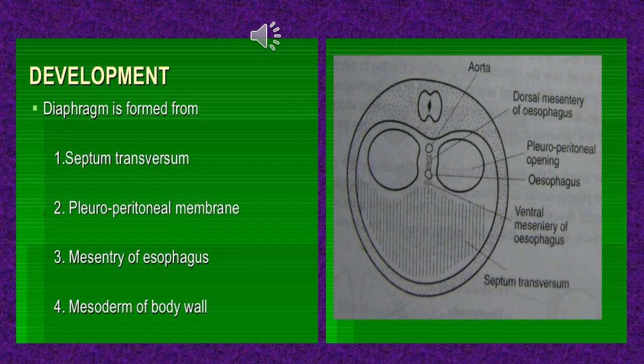The diaphragm develops from the following sources. The septum transversum forms the central tendon. The pleuroperitoneal membrane forms the dorsal paired portion. The lateral thoracic wall contributes to the circumferential portion of the diaphragm, and the dorsal mesentery of the esophagus forms the dorsal unpaired portion of the diaphragm.